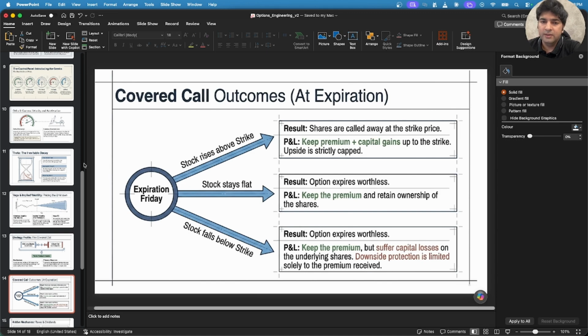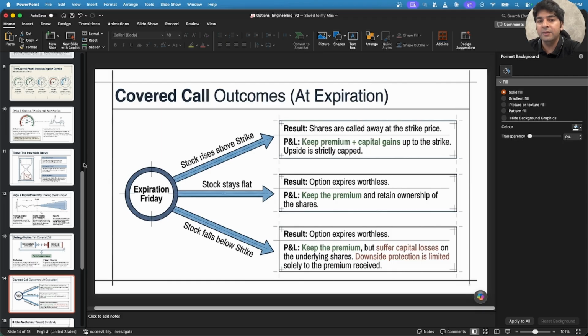So there could be only three options that can happen on expiry. It is being written as expiration Friday because this slide deck has been prepared American style, but if we talk about Indian style, expiration is usually on Thursday, and if we are talking about a month, it would be the last Thursday of the month.